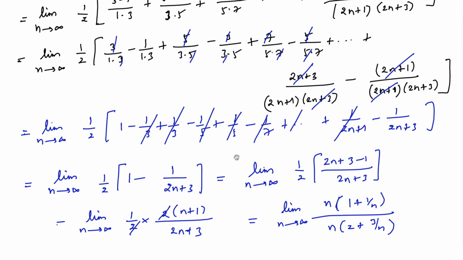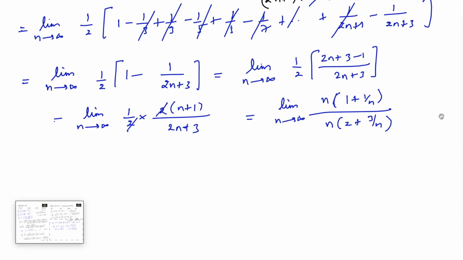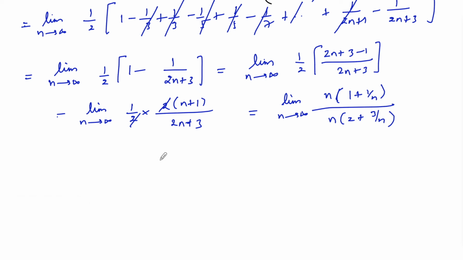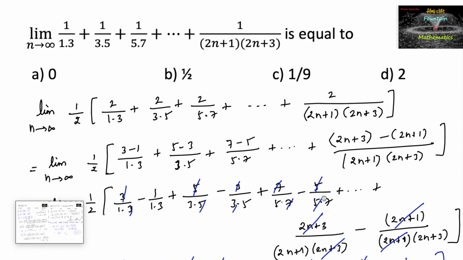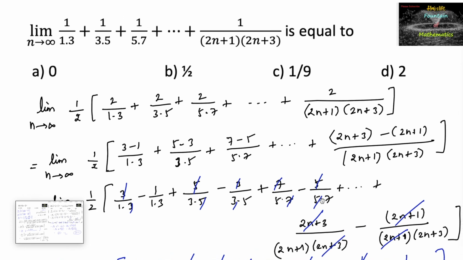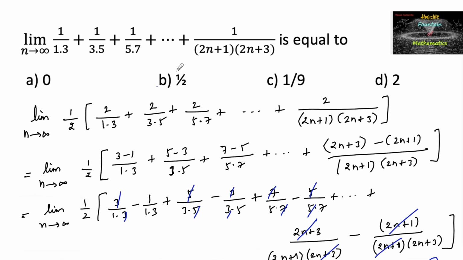So basically when n tends to infinity, we can use the limit as x tends to infinity of 1 upon x will be 0. By using this concept we can write here n gets cancelled, so 1 plus 1 upon n as n tends to infinity will become 1, and here 2 plus 3 upon n will become 2. So the answer is 1 upon 2. So we can go with option B as the answer. Okay.